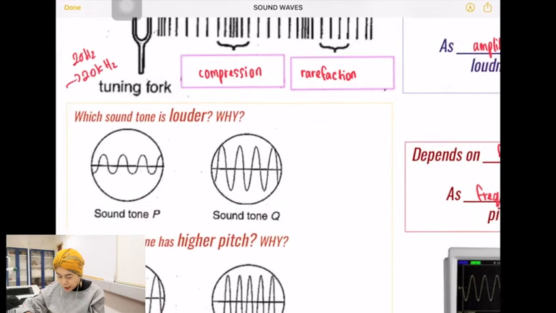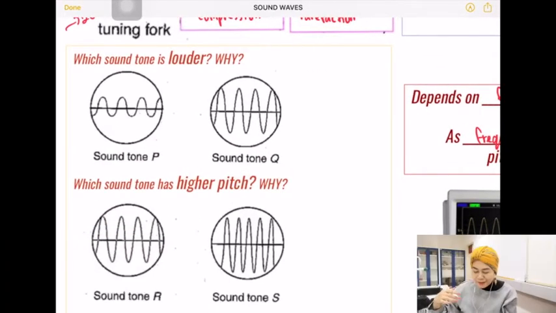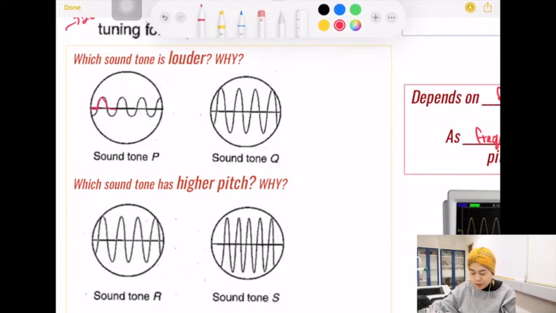Now we're going to have a look at these four pictures here. The first two are sound tone P and sound tone Q. You have to determine which tone is louder. If you look at the displacement from equilibrium here, you can see that sound tone Q has a higher displacement and therefore higher amplitude. Higher amplitude means louder. So the answer is Q, and they also ask you why. The reason is because Q has higher amplitude.